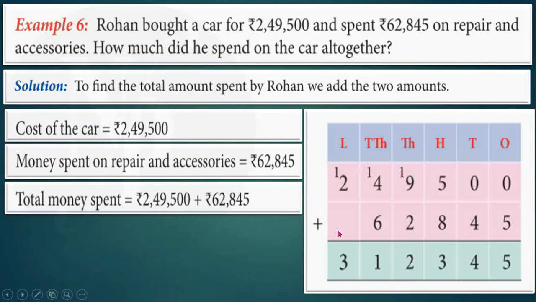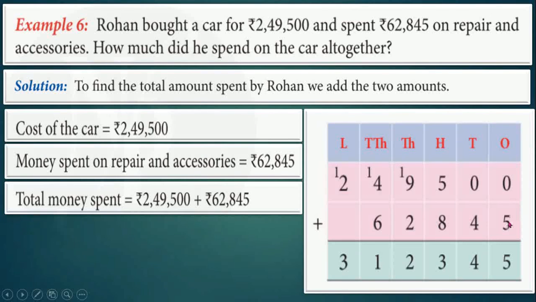So the cost of the car is 2,49,500 rupees. So we will write down only numbers excluding that rupees symbol. It is not required for addition here. At the final answer we will include that symbol and express the final answer. So the numbers we need to add are 2,49,500 and 62,845. Let us add these numbers now.